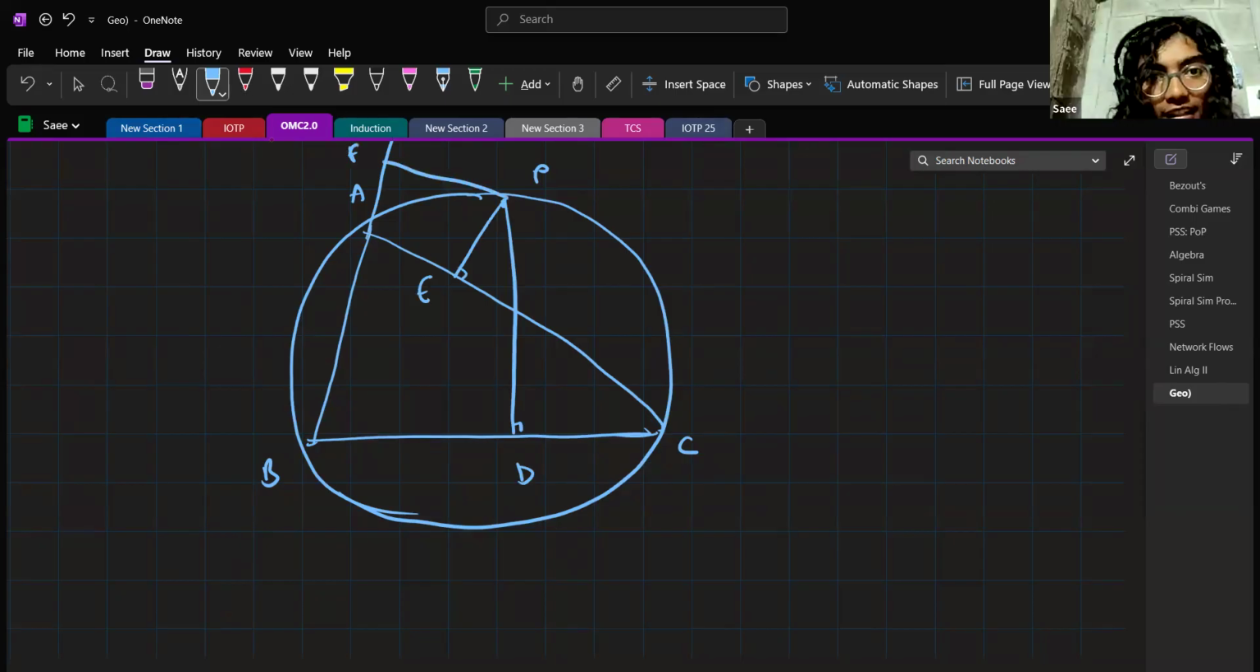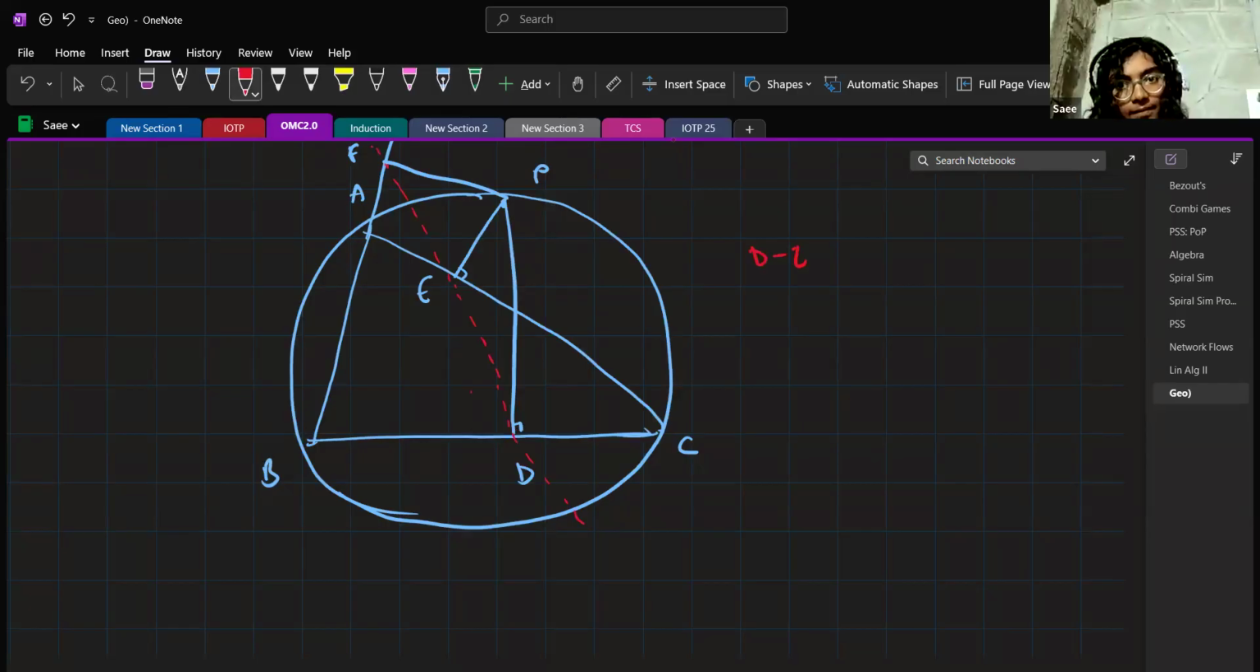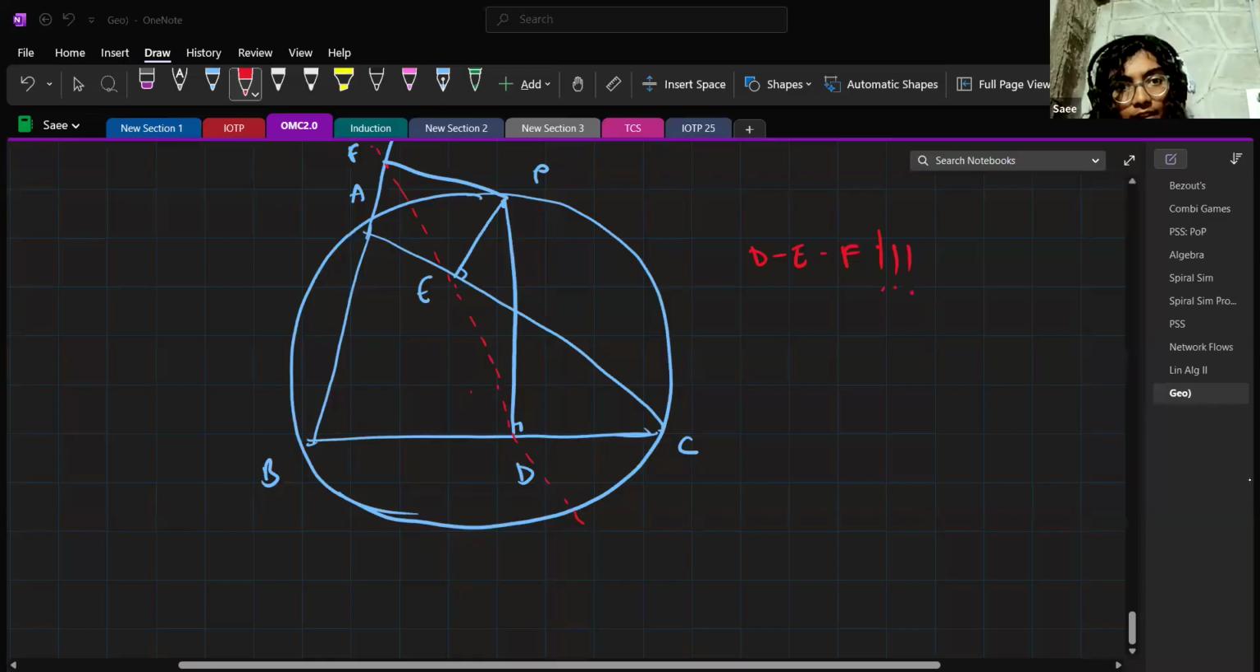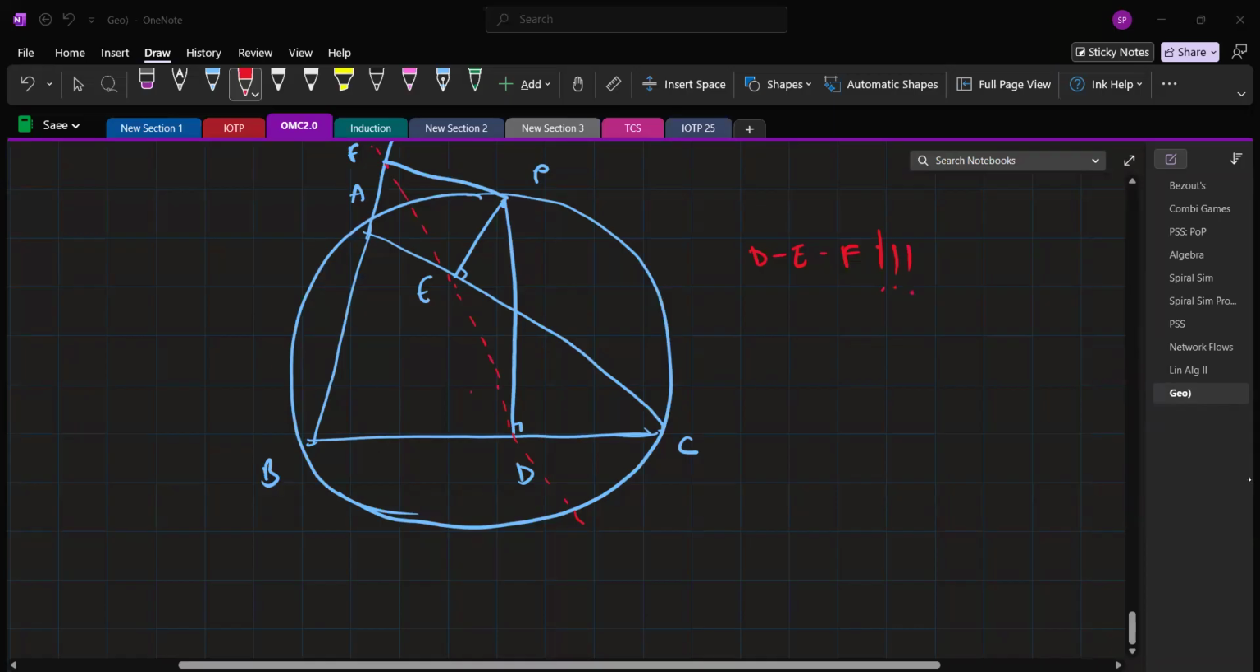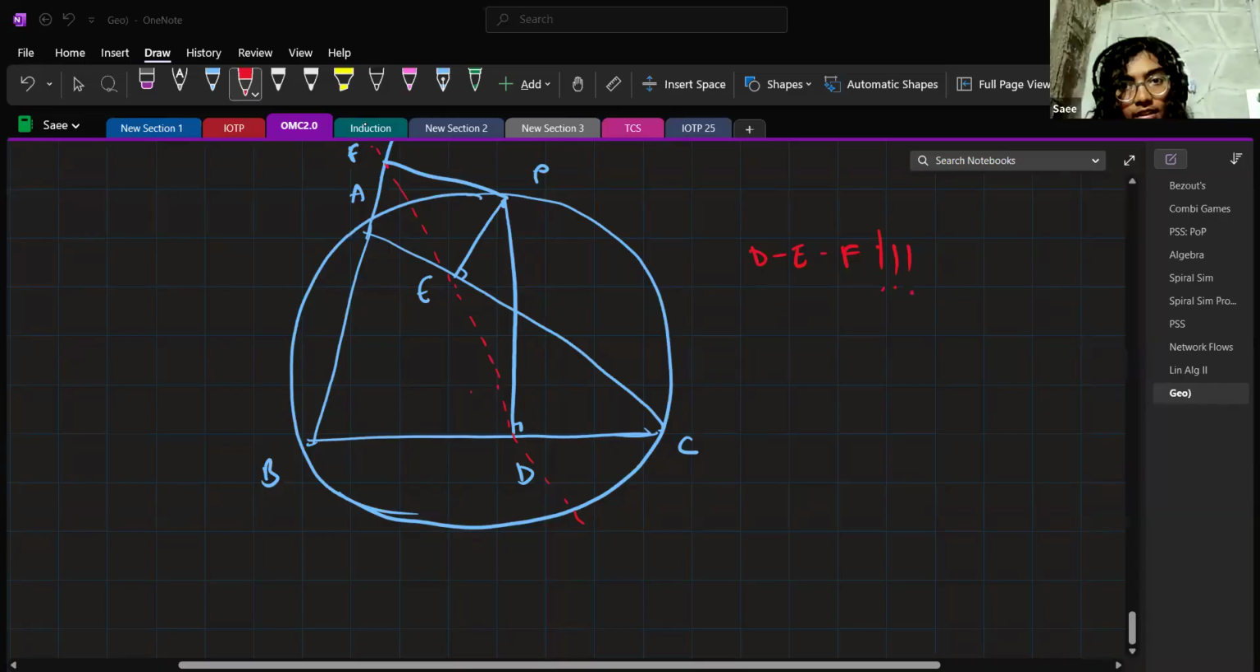So as it turns out, very magically, maybe, D, E, F are collinear. Damn. So can somebody... DEF is the Simson line of the triangle ABC. Yes, so how do we show that they are collinear? It's also called the Simson line.